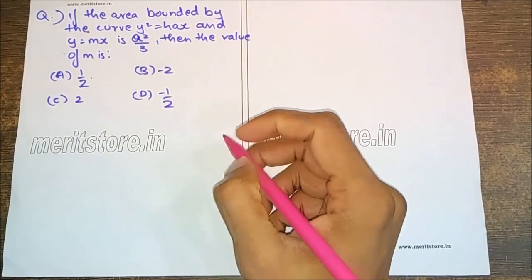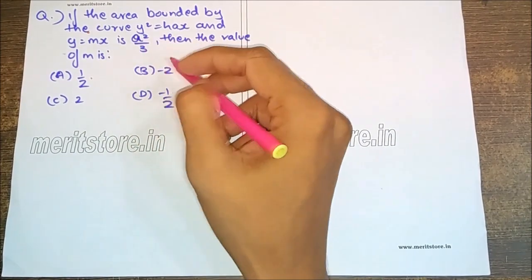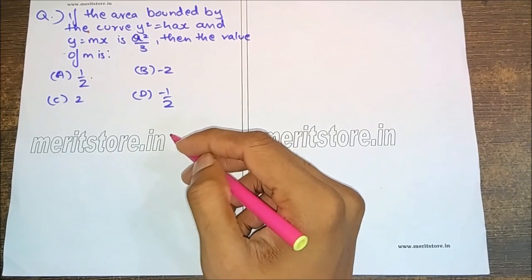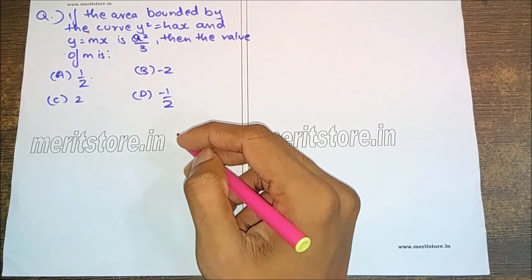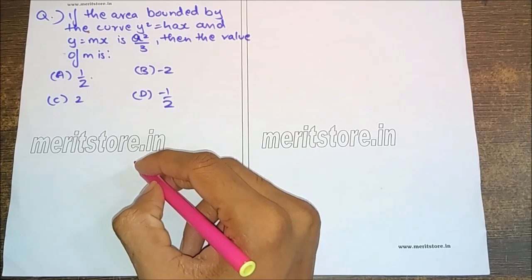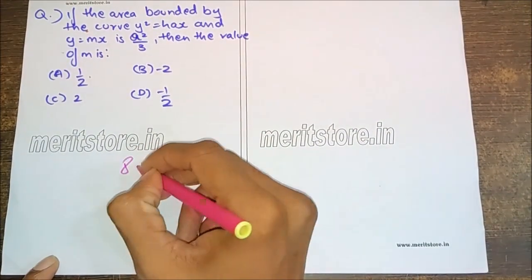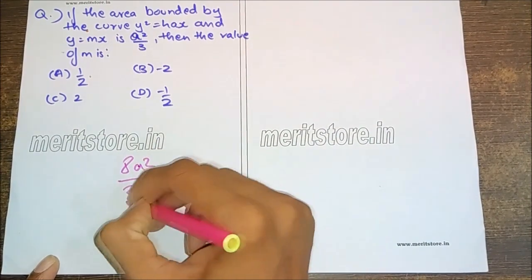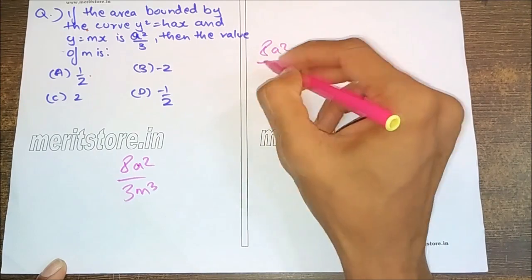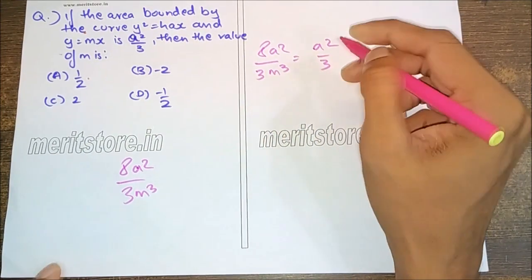If the area bounded by the curve y square is equal to 4ax and y is equal to mx is a square upon 3, then the value of m is, we are given 4 options over here. The area of the region bounded by y square equal to 4ax and y is equal to mx is 8a square upon 3m cube. Therefore, 8a square upon 3m cube is equal to a square upon 3.